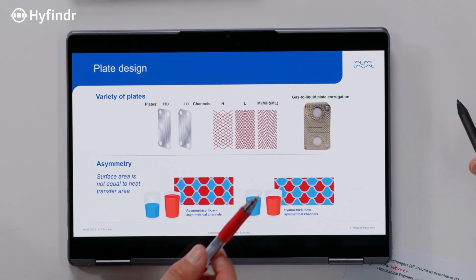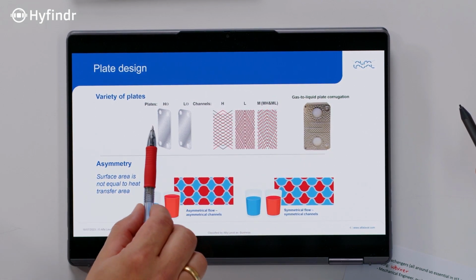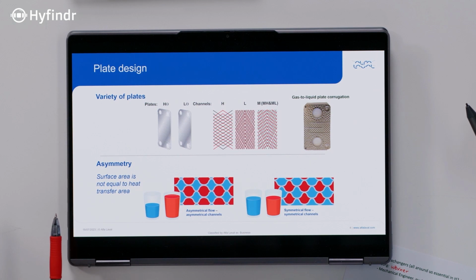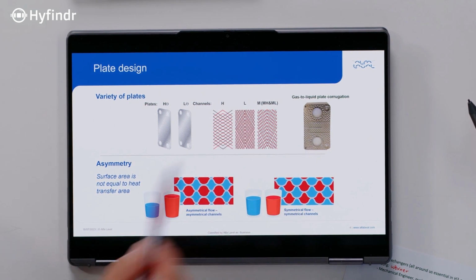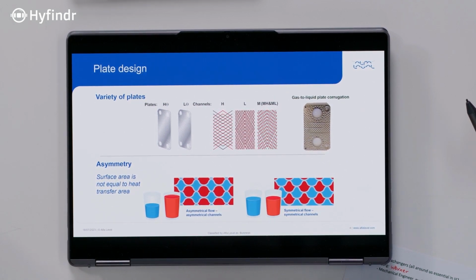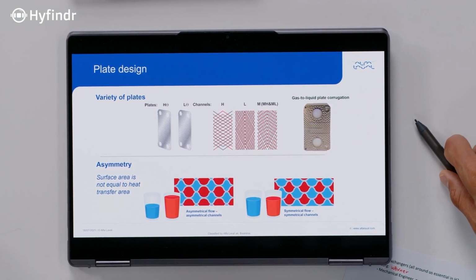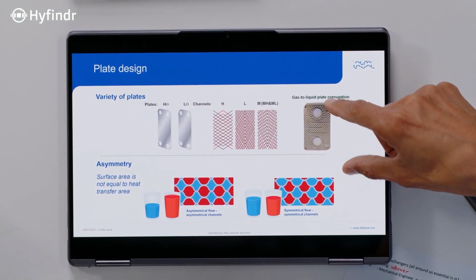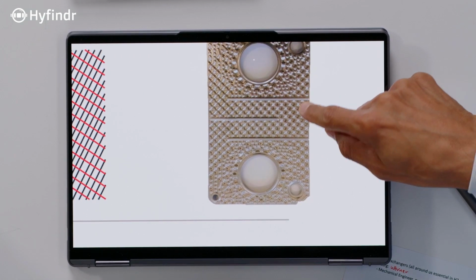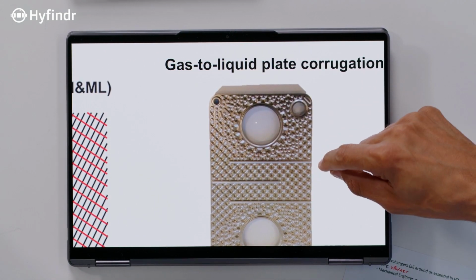As well as, let's say here, not only the standard fishbone pattern, what we call it. Then we see also here a so-called dimple pattern. And the dimple pattern is very useful when it comes to gas to liquid applications. Oh, yeah, okay, we can see that here. You can see that looks very interesting.